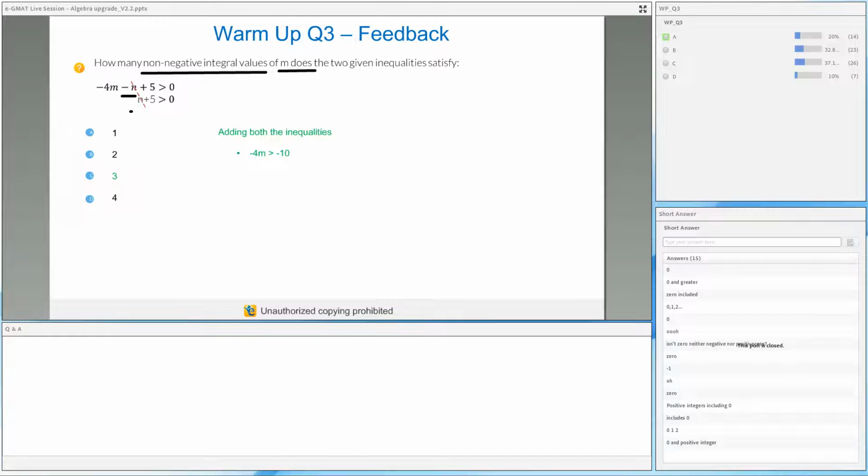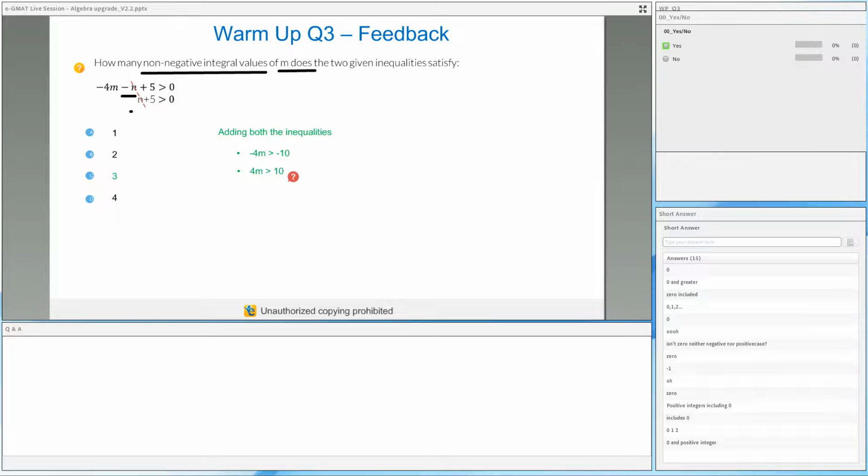Now, in this case, an important thing that you need to understand is whenever you have negative on both sides, tell me, can you cancel both the minus signs out here and write it like this? Let me bring up a yes and no poll for you to answer this. One sec. Can I do this step? Tell me. Can I cancel the negative sign from both sides and write 4m is greater than 10? So those of you who are saying no, you're absolutely correct.